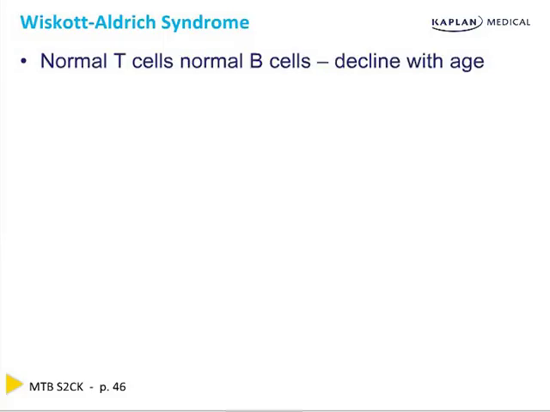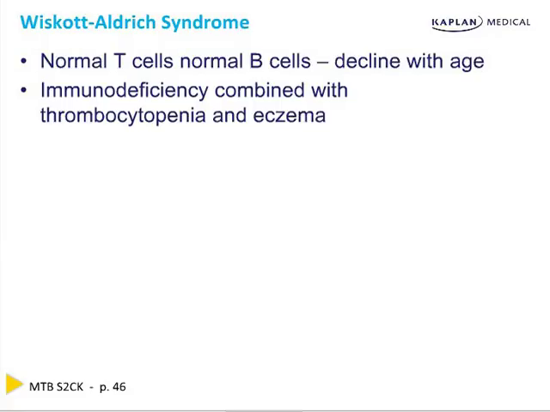Wiskott-Aldrich syndrome is a very tricky one. It actually throws everyone off because it has a normal number of T and B cells. The reason you're immunocompromised is they decline with age. So how do you get the question right on the USMLE? Well, you want to look for an immunodeficiency that combines both a presentation of thrombocytopenia, low platelets, and eczema.